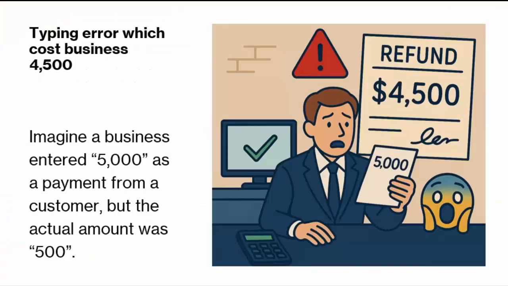Example story. Imagine a business entered $5,000 as a payment from a customer, but the actual amount was $500. Because there was no verification, the customer was shown as overpaying by $4,500. Months later, during an audit, the error was found, and the company had to refund money it never received.